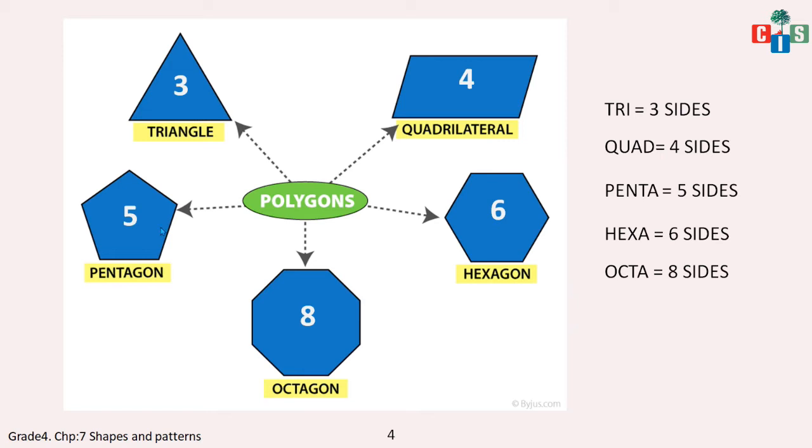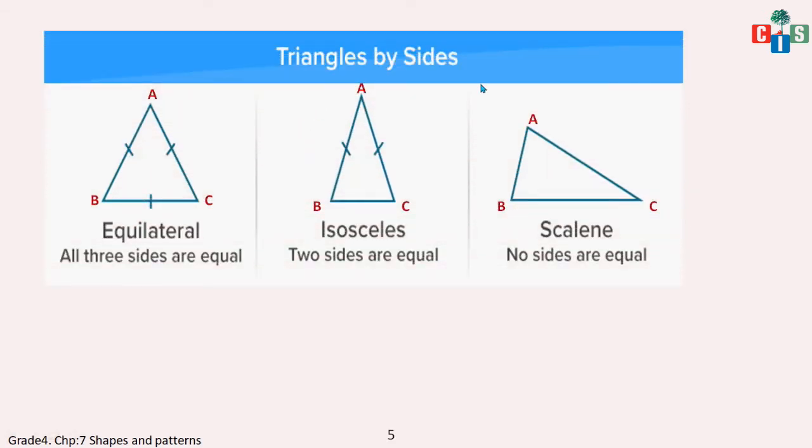Okay, wherein only curved lines are used in circle. And we are going to study in detail only triangle and quadrilateral. Okay, now triangles are divided on the basis of sides. They are divided into 3 types. Okay, the triangle which has all the sides equal is known as equilateral triangle.